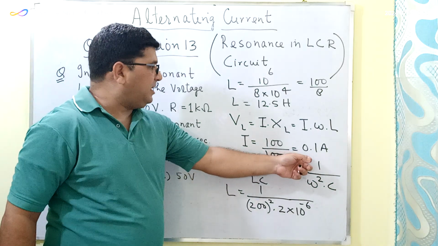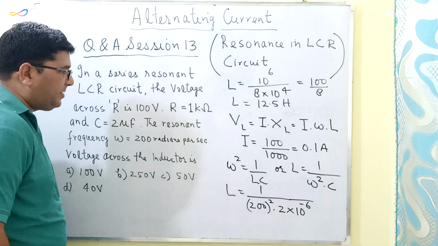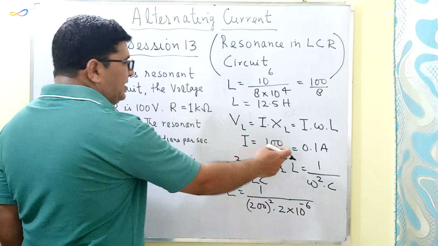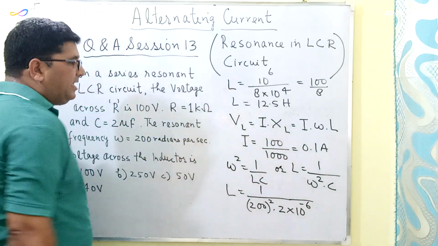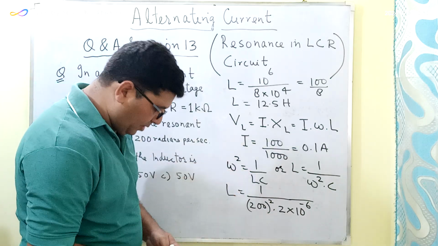The value of the current which is flowing in this LCR circuit is equal to 0.1 ampere, or we can say the value of the current which is flowing through the inductor is also equal to 0.1 ampere, and omega is already given to us.